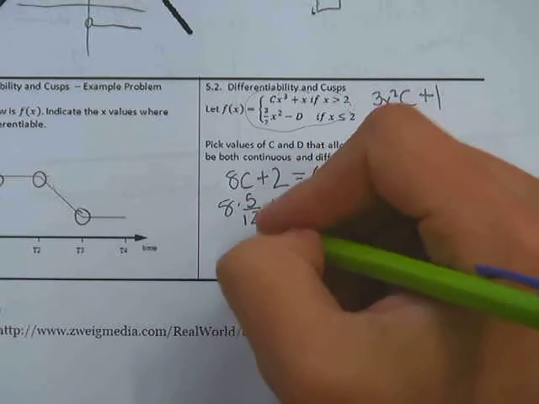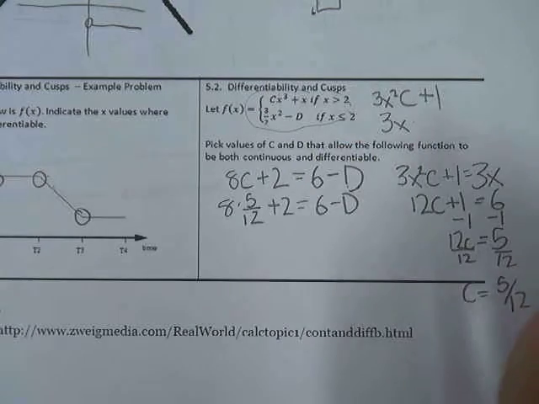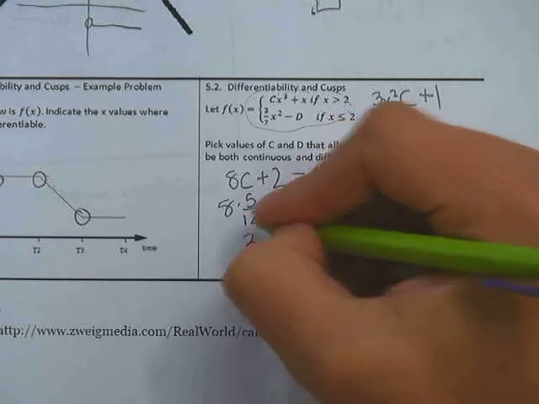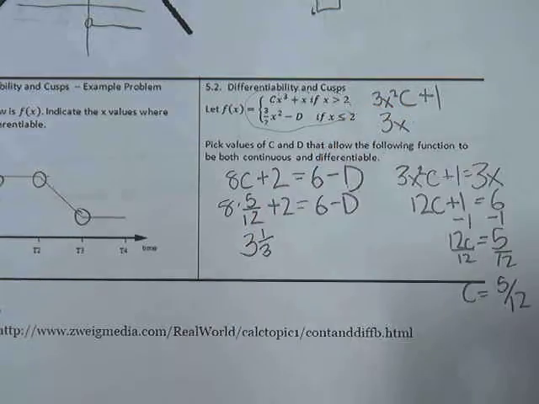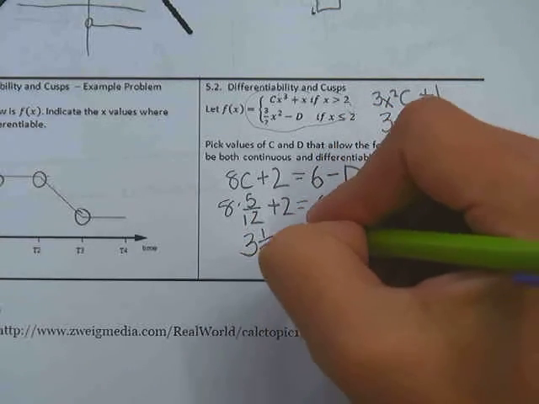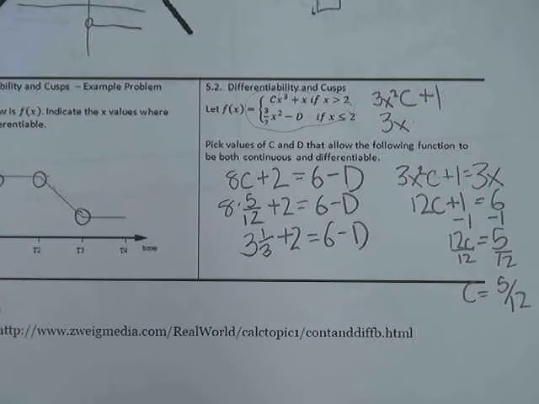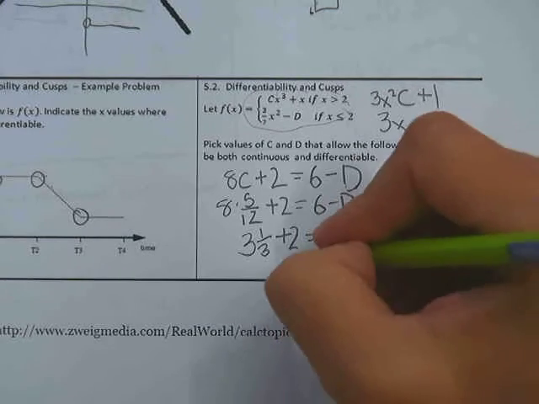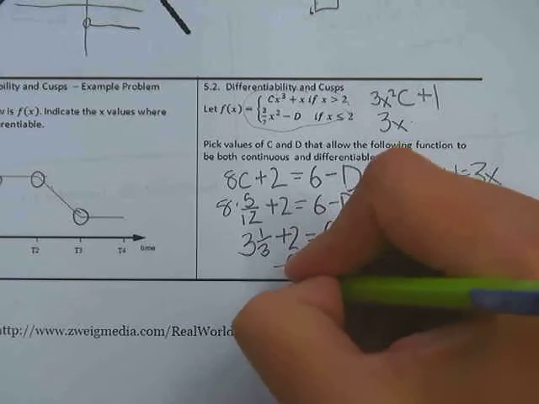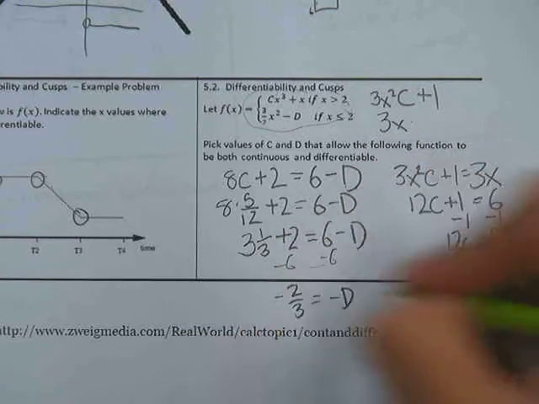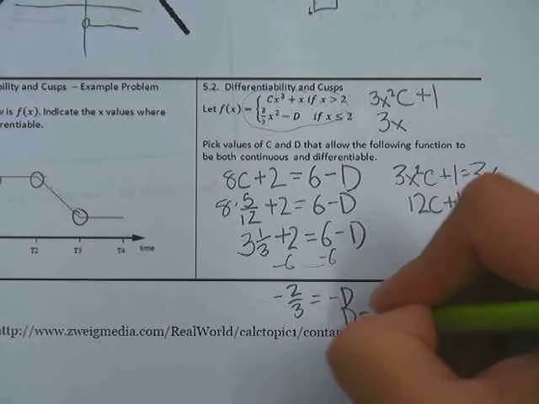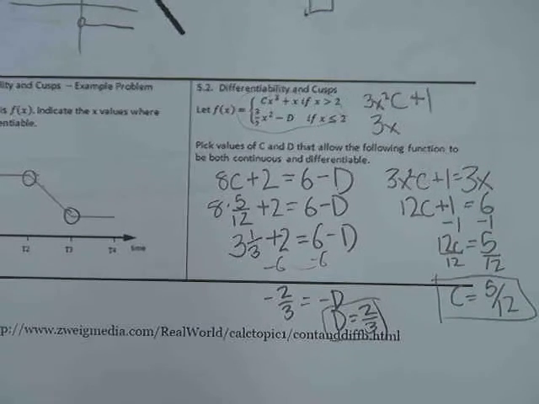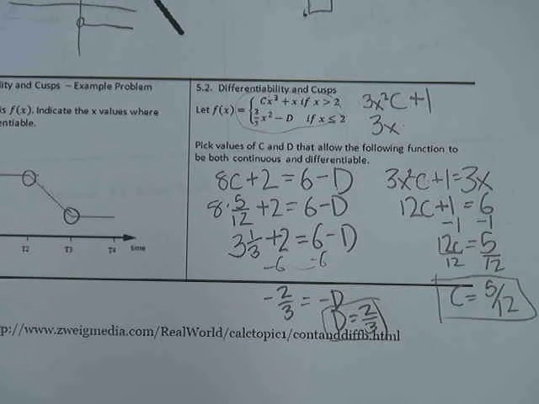That's 40/12, which is 3 1/3, plus 2 equals 6 minus d. This is 5 1/3, and subtract 6 from both sides, and we get negative 2/3 equals negative d, and so d equals 2/3. And so it's 2/3 and 5/12. Those are values that allow this to be both continuous and differentiable.